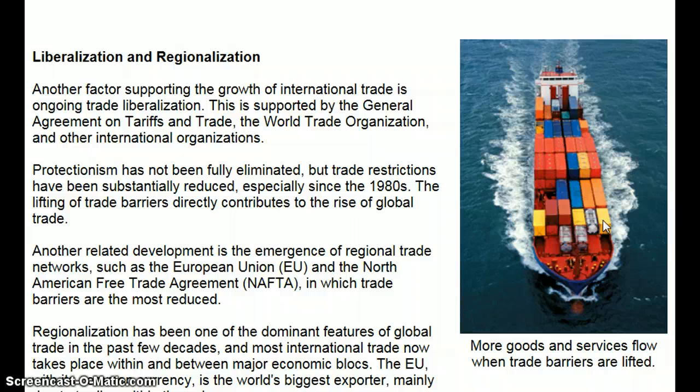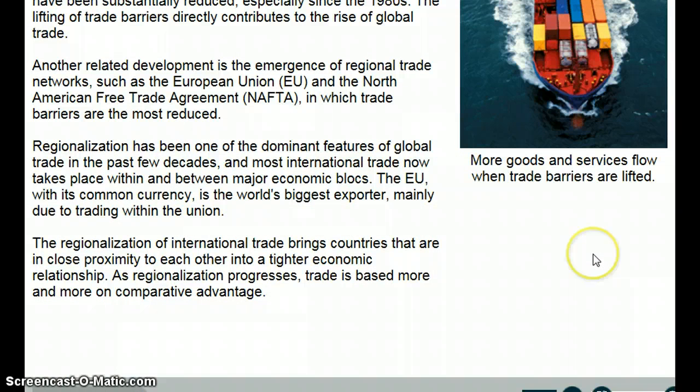Another related development is the emergence of regional trade networks, such as the European Union and the North American Free Trade Agreement, in which trade barriers are the most reduced. Regionalization has been one of the dominant features of global trade in the past few decades, and most international trade now takes place within and between major economic blocs. The EU, with its common currency, is the world's biggest exporter, mainly due to trading within the Union.